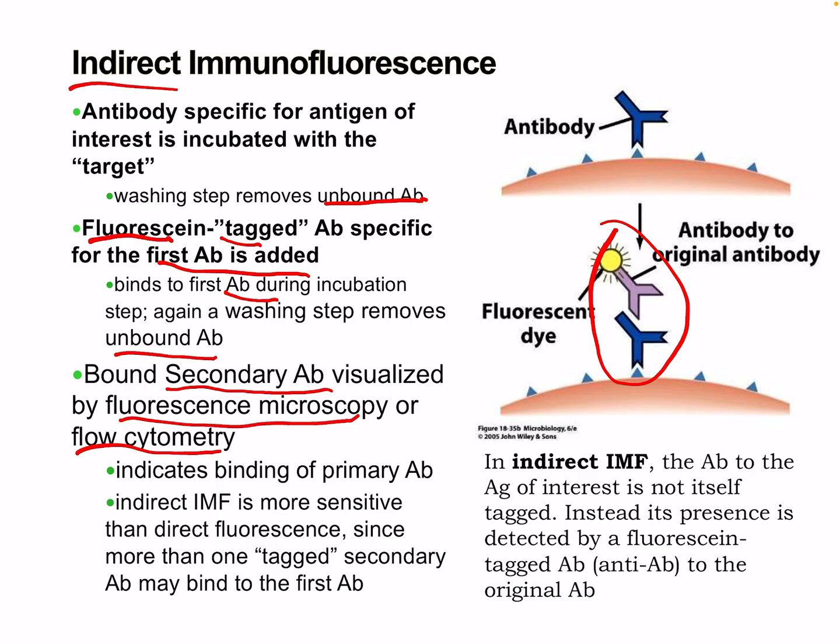This indicates binding of the primary antibody, and indirect IMF is more sensitive than direct IMF, so that's very important. Indirect is more sensitive, since more than one tagged secondary antibody may bind to the first antibody. In indirect IMF, the antibody to the antigen of interest is not itself tagged. Instead, its presence is detected by a fluorescent tagged antibody, or anti-antibody, to the original antibody.